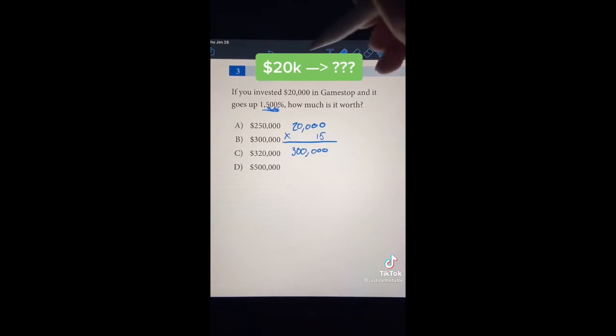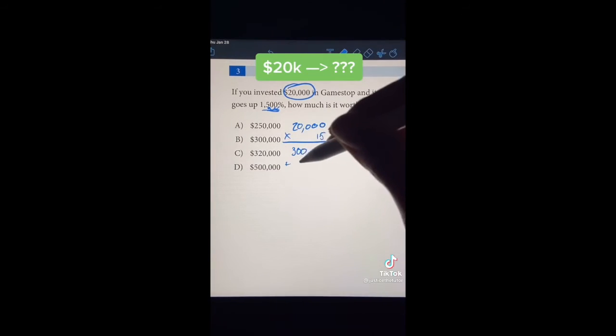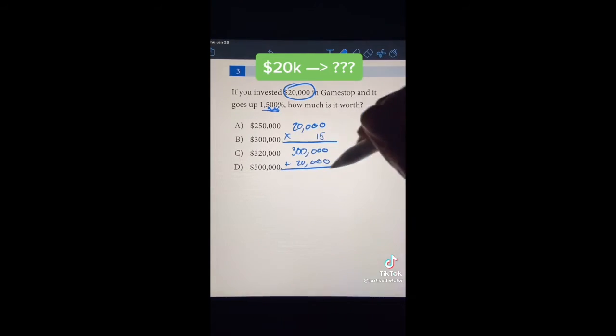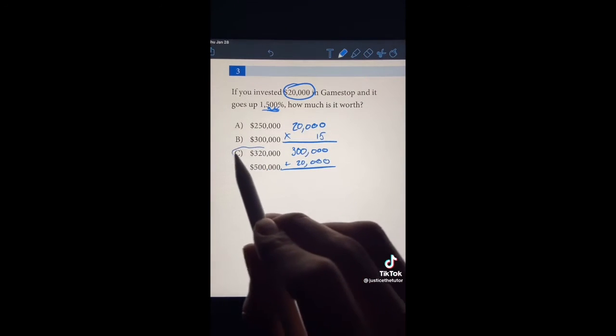But as if you weren't rich enough, you still have to add on your initial investment, which was the $20,000. And if you add these two numbers up, you get $320,000.